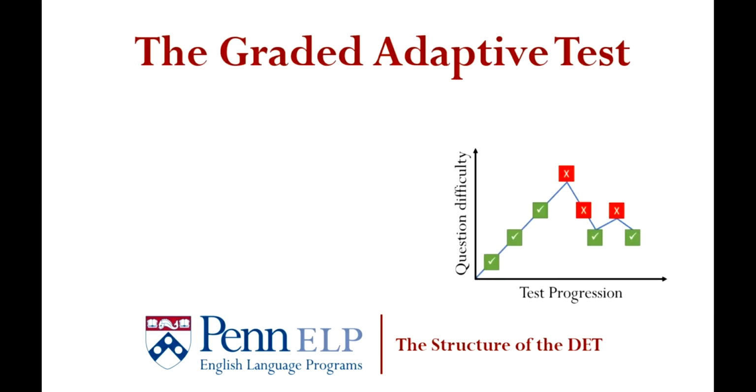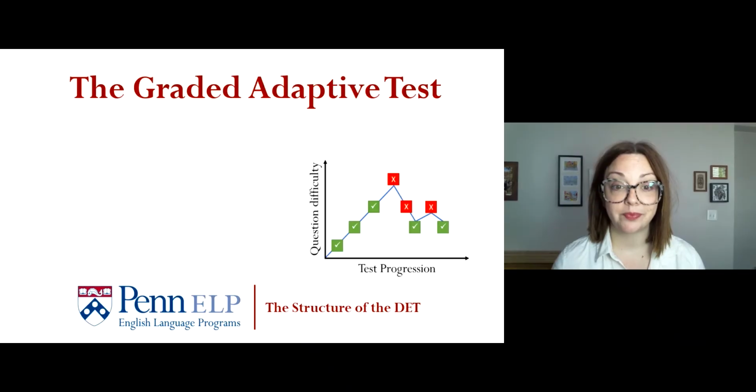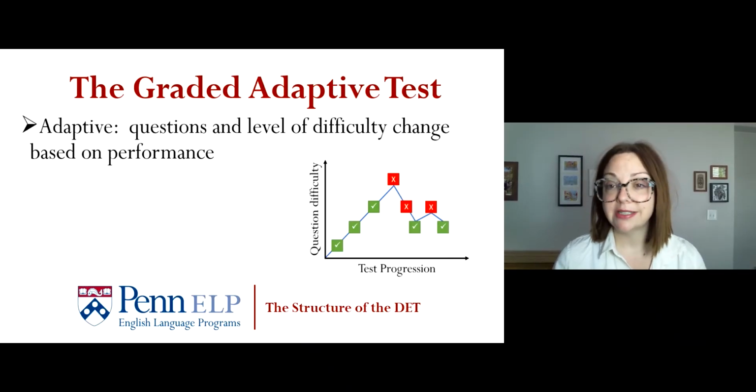The second section of the test is the graded adaptive test. And in this section, a candidate's English language skills are evaluated through a variety of question types. So here, adaptive means that the questions are not set ahead of time. A question appears on the screen based on how the candidate answered the question before.